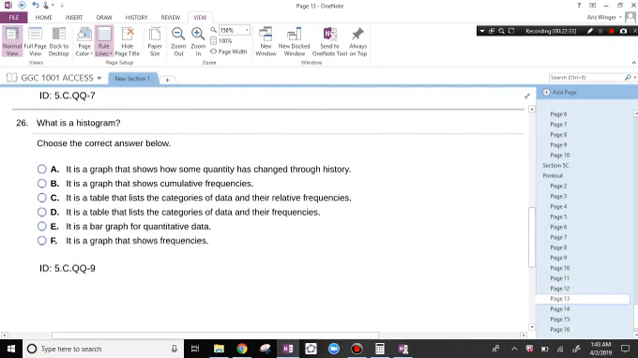A histogram is a bar graph where you're comparing numbers to numbers. It's a bar graph for quantitative data. Hope it helps.